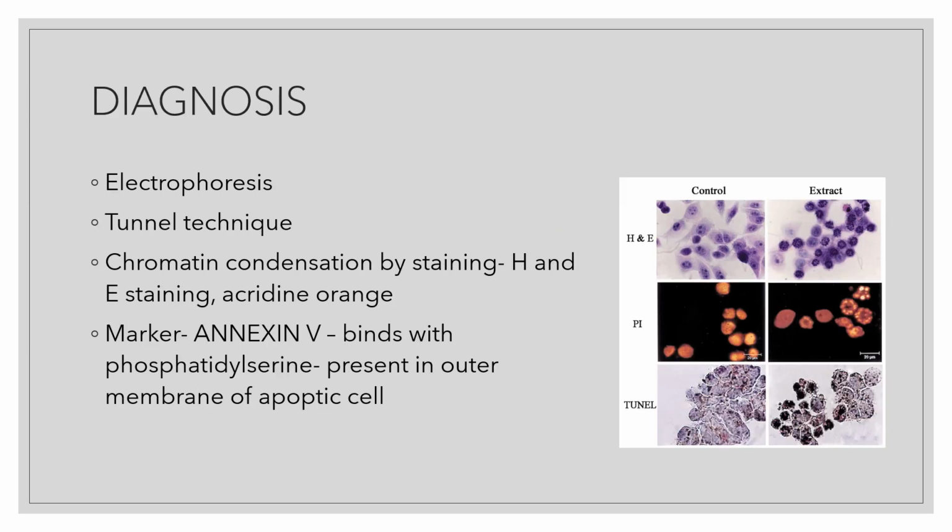Next, how would we identify an apoptotic cell? How can we diagnose this? We can use the electrophoresis method. We can use the TUNEL technique. This is an example of the TUNEL technique over here. We can go by chromatin condensation methods, that is by H&E staining or acridine orange staining. We can also use a marker, that is annexin V. Why? Because this binds with phosphatidylserine, which is present only in the outer membrane of apoptotic cells.